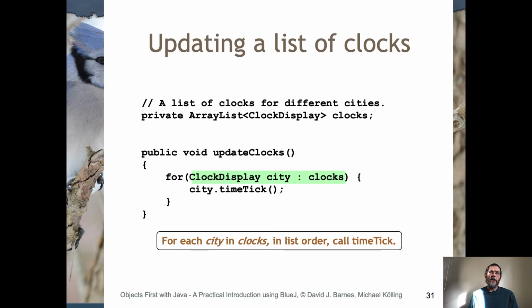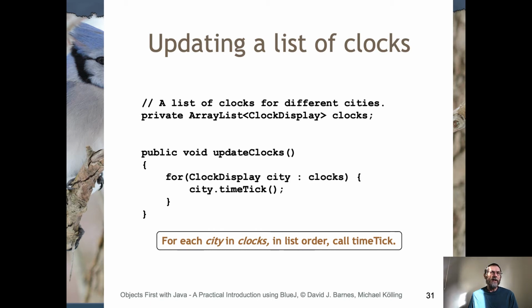So the update clocks method iterates over the clocks array list, and for every single clock display object in that collection, we ask it to tick on. So this method updates every single clock by one time tick each time the update clocks method is called. So we can characterize that as being for each city in clocks in list order, call time tick.